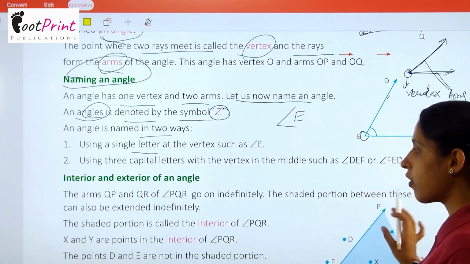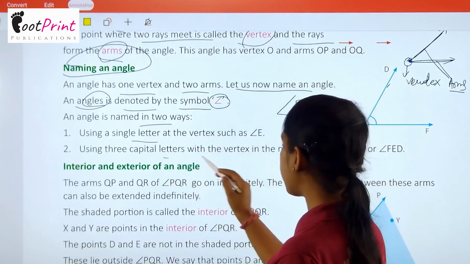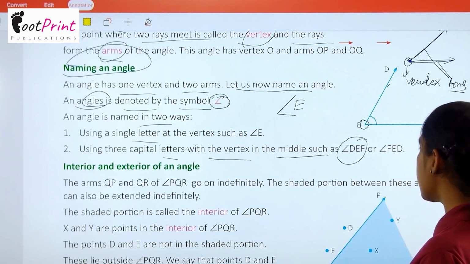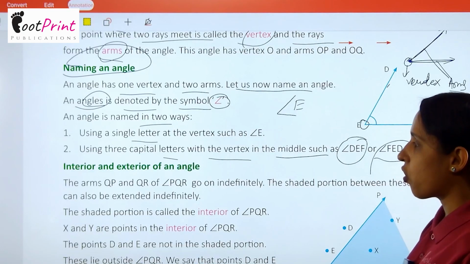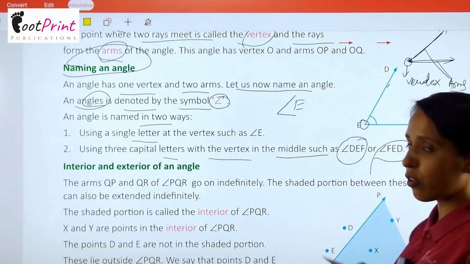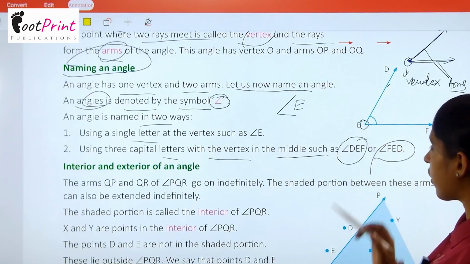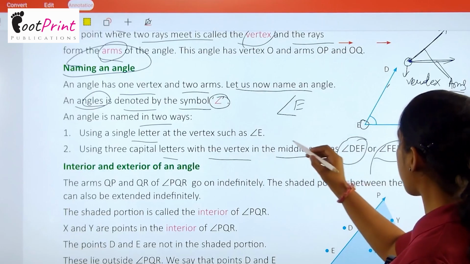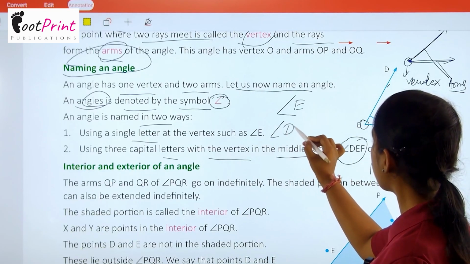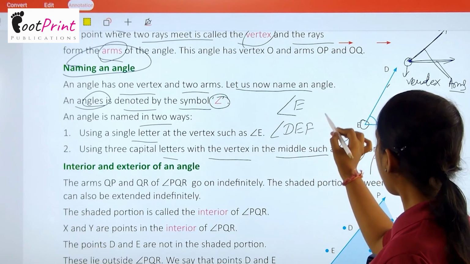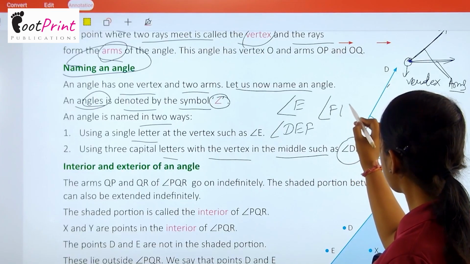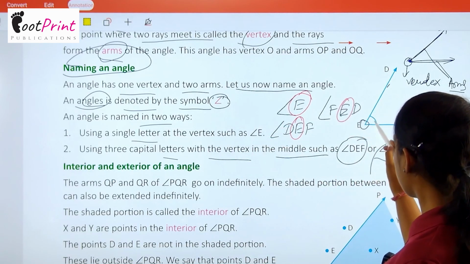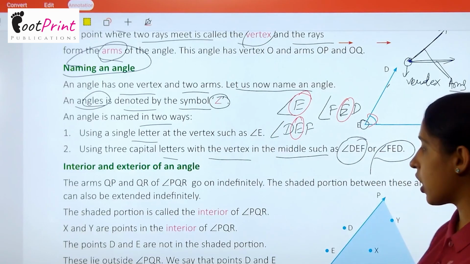And the second one is using 3 capital letters with the vertex in the middle such as angle DEF and angle FED. The second way is we can use all three capital letters. The point at the vertex must come in the middle, so we can start from here or here. So we can write it DEF and angle FED. So here E and E, these all show which angle? Angle E.